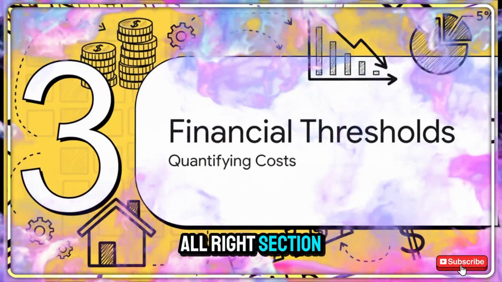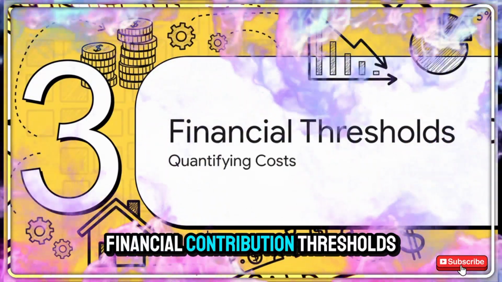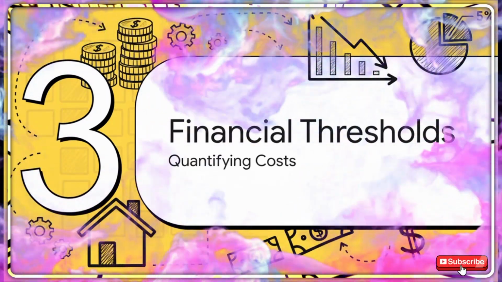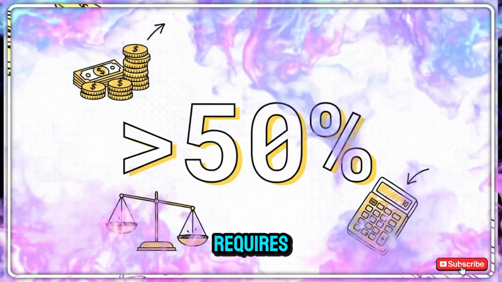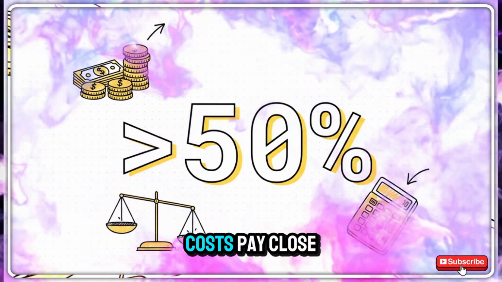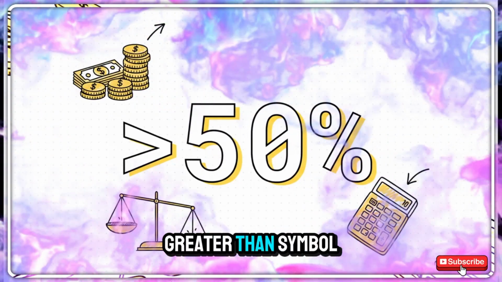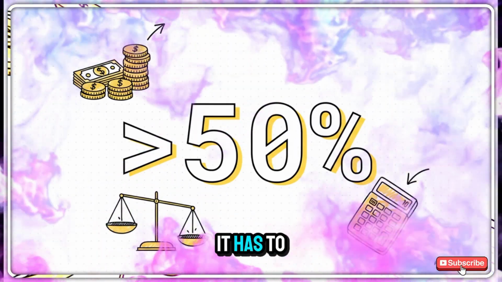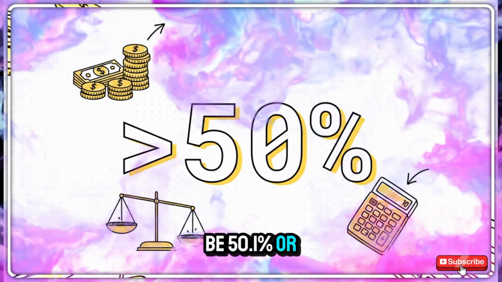All right, section 3, financial contribution thresholds. Let's talk about quantifying those costs. The framework strictly requires that you must cover more than 50% of the household costs. Pay close attention to that greater than symbol. Exactly 50%? That's a fail. It has to be 50.1% or higher.